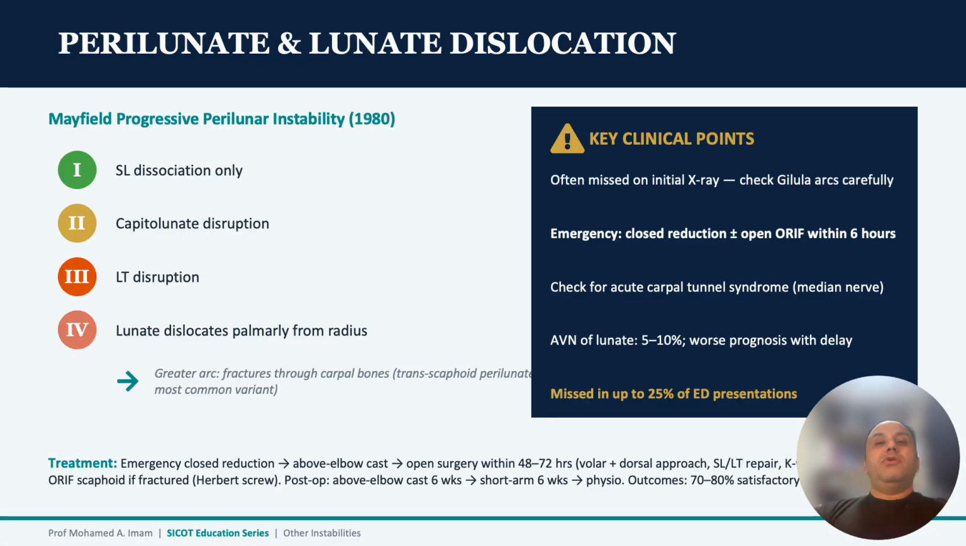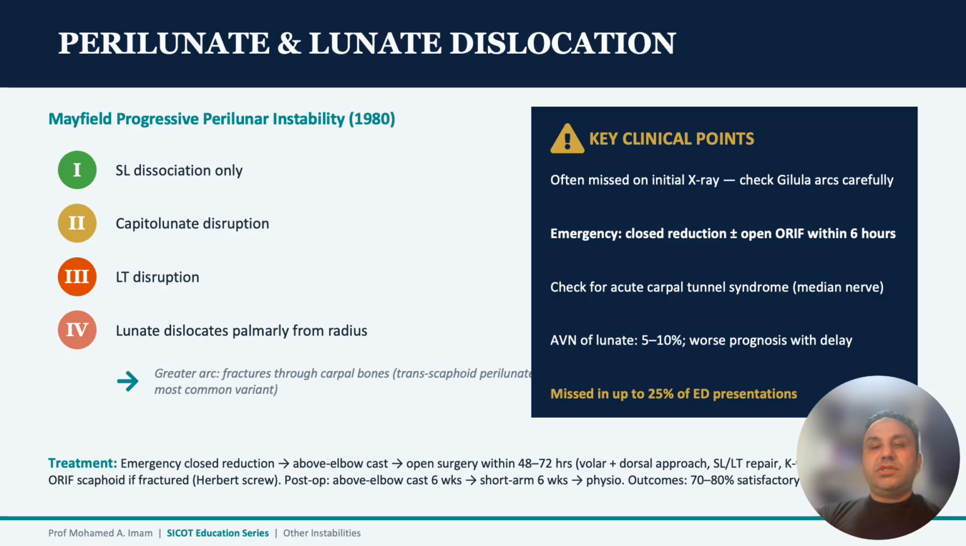What about the perilunate dislocation? In perilunate dislocation, what happens is the capitate dislocates dorsally, the lunate stays in place, and then the lunate dislocates, going out palmarly into the carpal tunnel. Mayfield has described the greater arc, which is fracture through the carpal bones, and the lesser arc, which is purely ligamentous. You can see on PA X-rays overlapping bones and disturbed Gilula arcs, and on the lateral view you see a piece of pie sign, and definitely CT is needed here.